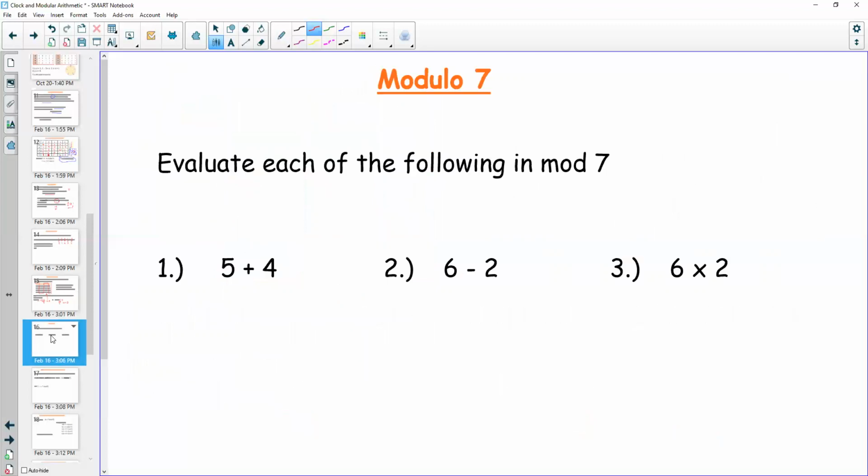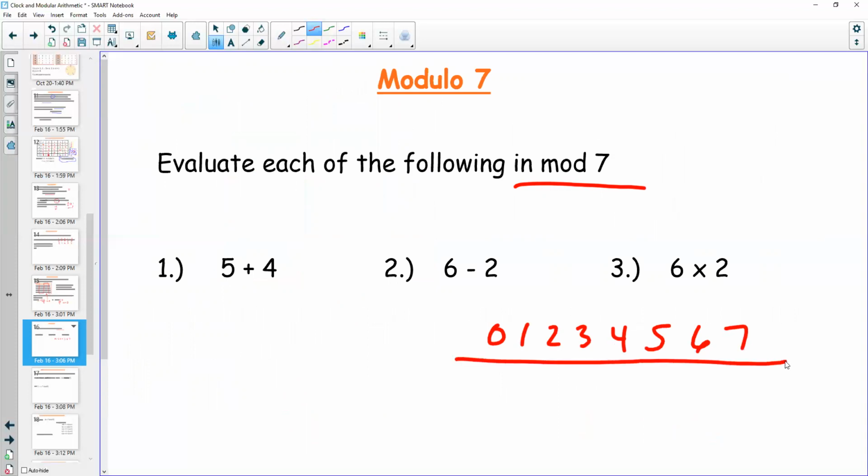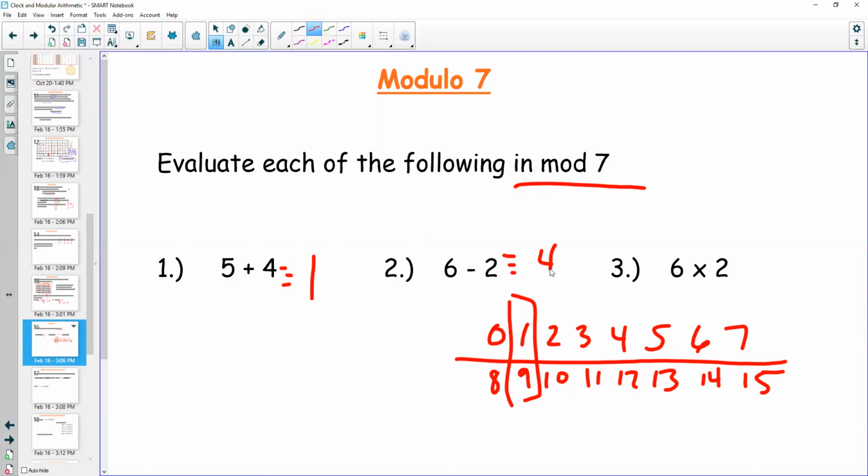So let's evaluate all the following in mod 7. So first, let's make our class. And I usually like to go a row past 8. Okay. So 5 plus 4 I know is 9. Here's where 9 is. So this is equivalent to 1. 6 minus 2 is 4. 4 is one of the choices, so that works. 6 times 2 is 12. Where's the 12? The 12 is here. So it's equivalent to 4. All right? Yep.